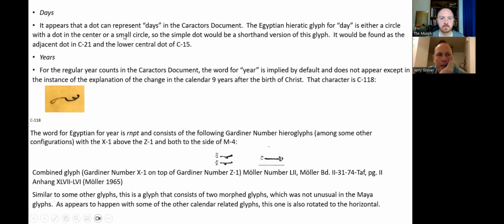And so days, it appears a dot can represent days in the characters document. And the Egyptian hieratic glyph for a day is either a circle with a dot in the center or a small circle. So the simple dot would be a shorthand version of that glyph. I didn't really give examples because you can imagine what a dot looks like. You don't have to see a dot.